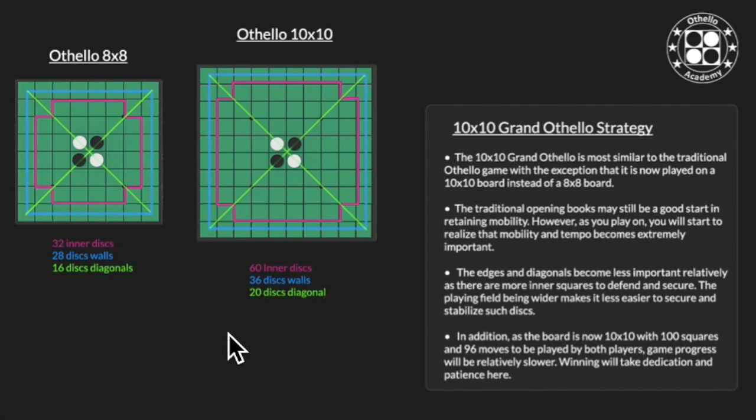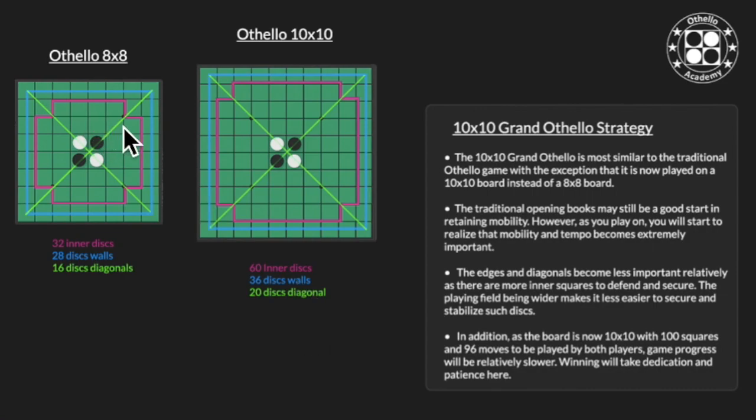However, if you compare that to the 10 by 10 Othello board, which is also named as the GrandOthello, you have 60 inner discs out of a total of 100 squares. So that actually represents 60% of the board as compared to 50% of inner discs on a 64 square board. So I would say that the key difference between 8 by 8 Othello and the 10 by 10 Othello is basically that the inner discs actually matter a little bit more compared to your usual.